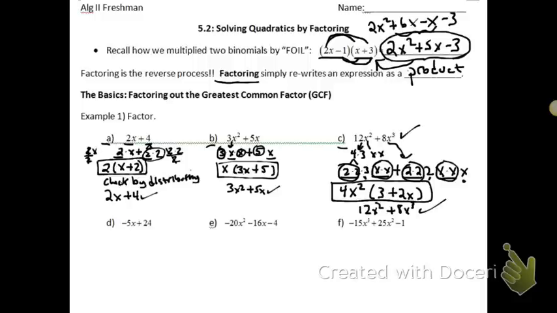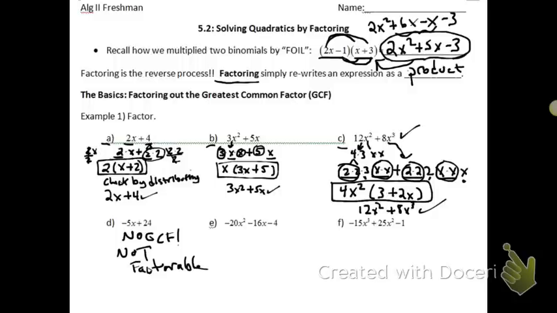Now let's go on and do a couple more, but I'm going to move a little bit quicker here. When I look at negative 5x and a 24, 5 does not go into 24, and 24 doesn't have an x term. There is no GCF, so this is not factorable. Not factorable. Still having a hard time writing with the stylus.